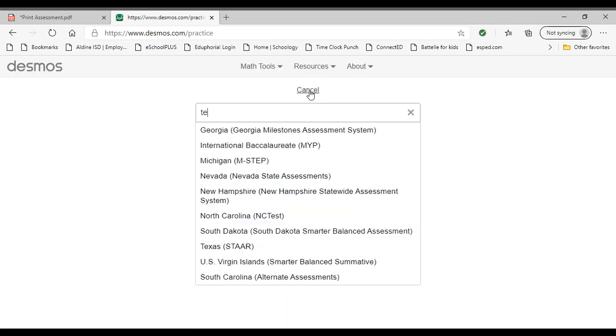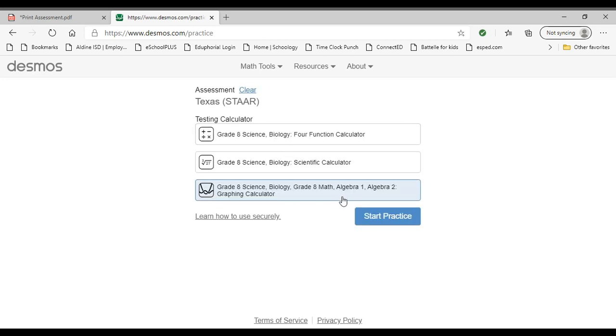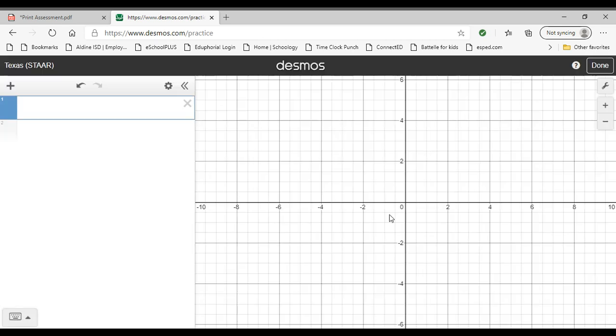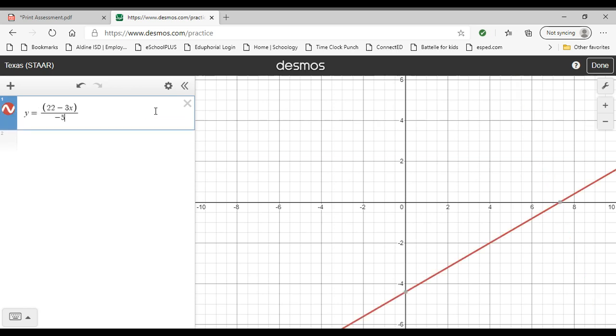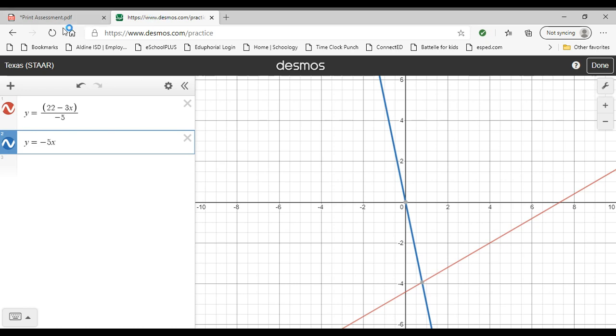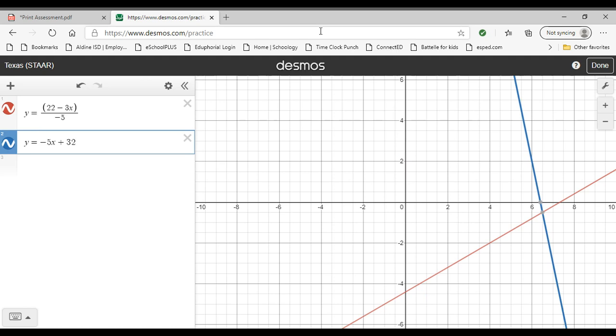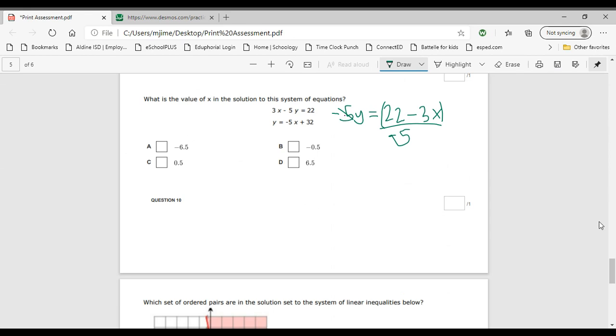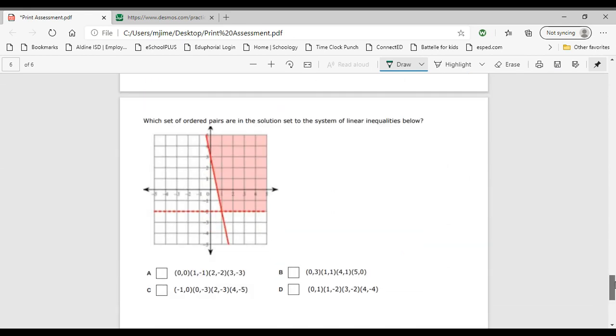Choose assessment, type in Texas. Then choose start practice because you want that last one. Parentheses 22 minus 3x divided by negative 5. Enter y equals negative 5x. That's 32. All right, we find where they intersect, which is right there, and then it wants the x value, so it'd be the first number in the ordered pair.